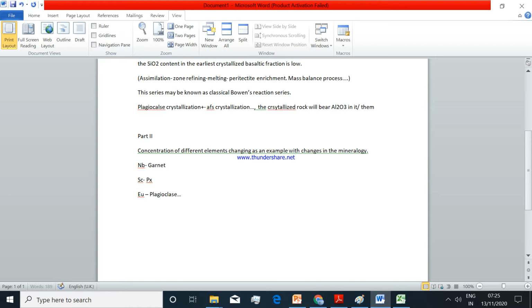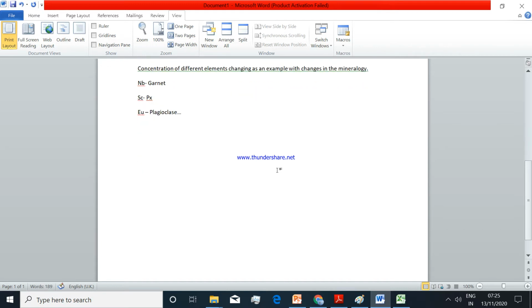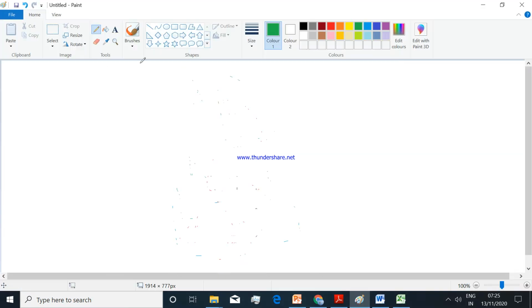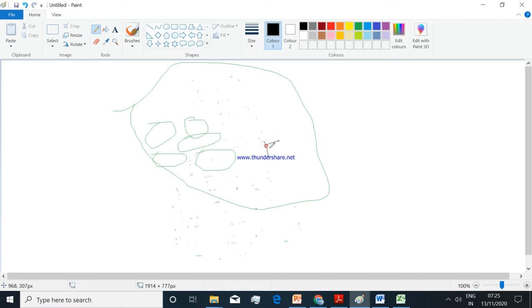Now suppose in a situation where some plagioclase feldspars are crystallizing from a magma chamber. If the magma has some amount of europium in its melt composition, the europium will try to get inside the structure of plagioclase feldspar.